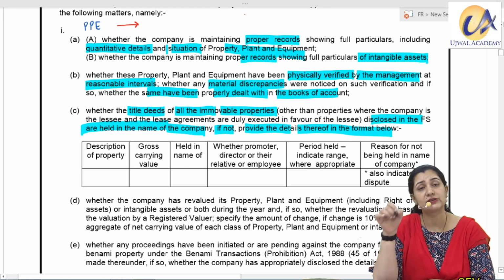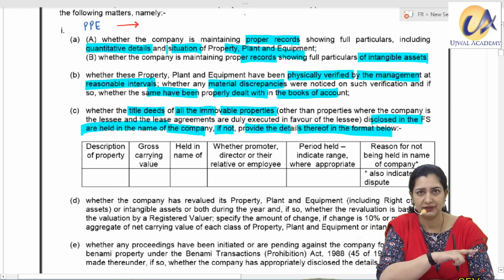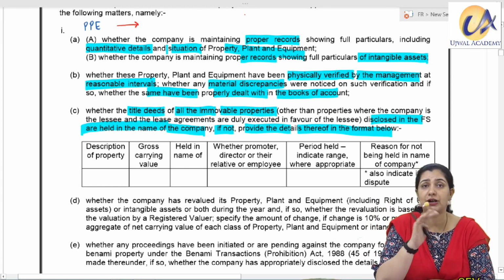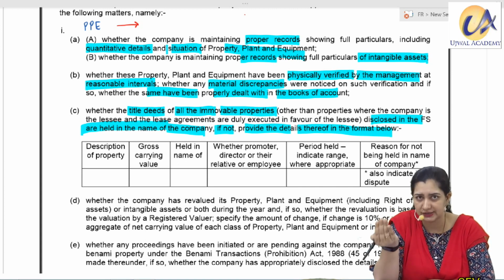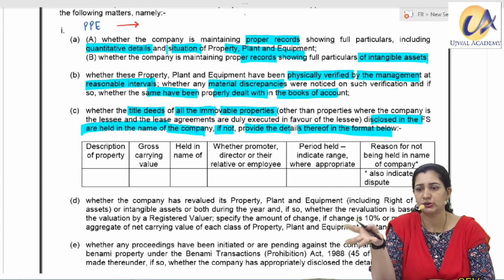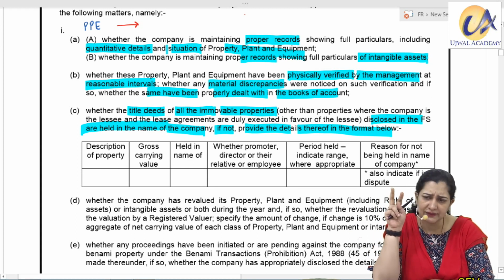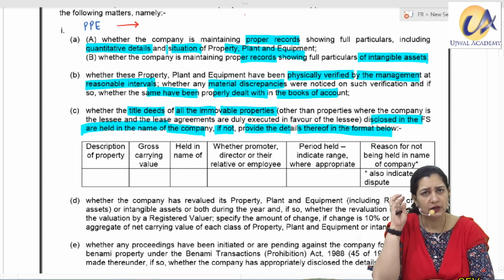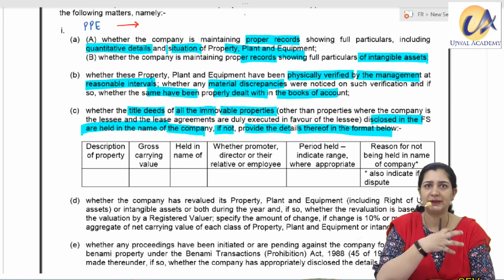In fact, this point is also there in my Schedule 3. Now, Schedule 3 also has amendments, additional disclosures have come, and in those additional disclosures also they have said this. Now, there is an exception which is given in bracket here: other than properties which have been leased by the company.